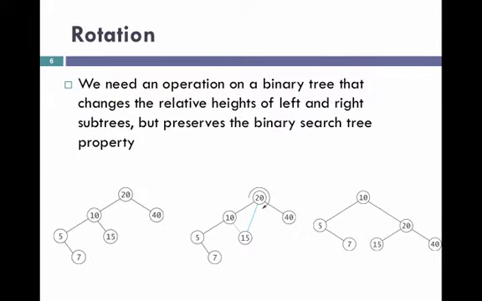Now, we need an operation on a binary tree that changes the relative heights of the left and right subtrees, but preserves the binary search tree property. Okay, and these are going to be rotations. Notice this left tree is not balanced. But if we do a rotation around the root of the tree, so that we take this node 20 and rotate it so that it's the right subtree, and bring up 10 to the root, we can get a tree that's close to being balanced. And the interesting part is we've got to take this 15, which is a right subtree of 10, and adjust it so it's now the left subtree of 20. And now the heights of the left and the right subtrees are the same.